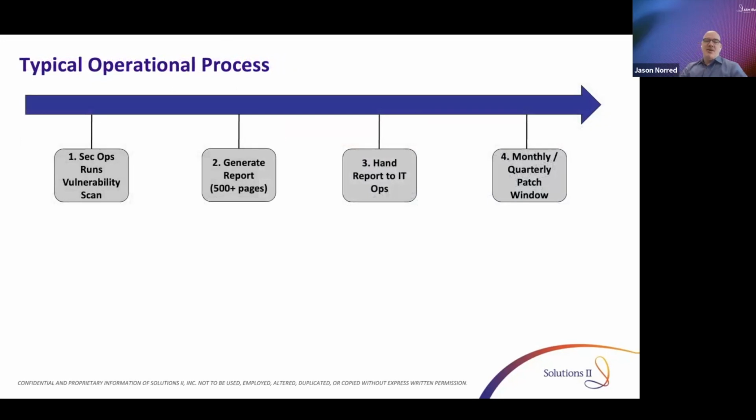So we'll spend a little bit of time on this timeline, because this is the typical operational process that many of us follow in our organizations. This is assuming that we have at least a vulnerability assessment process, and maybe maturing into a vulnerability management process. But step one, security ops or someone in security runs a vulnerability assessment. They generate a report. In many cases, even for a small to mid-sized organization, if you're doing a comprehensive vulnerability assessment of your entire enterprise, you're still going to generate a vulnerability report that's probably 500 plus pages long. You're going to hand that report off to whomever's responsible for remediation and mitigation in your environment. It's typically IT ops.